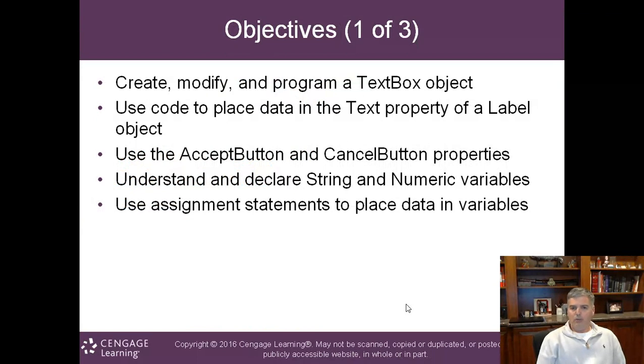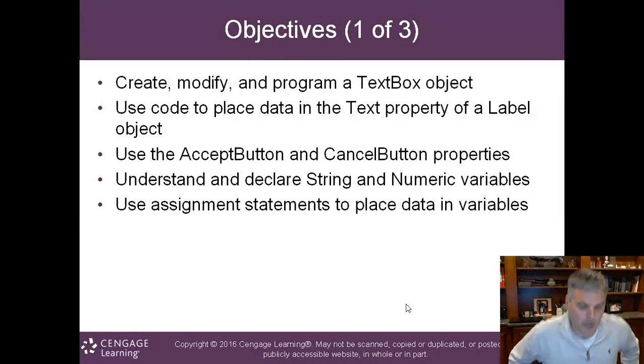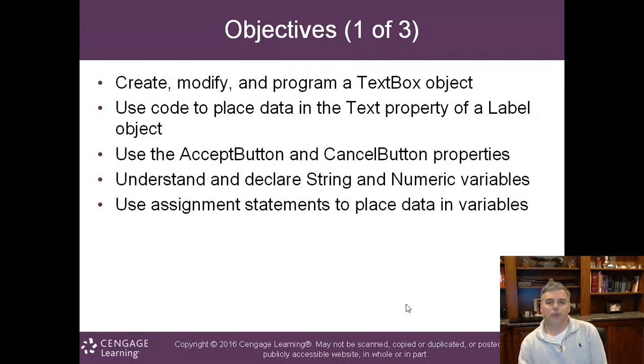Okay, so there's going to be quite a few objectives in this chapter. There's kind of a lot to it, so we'll just go through the objectives. Every new chapter in this book, we're going to introduce a new object, and in this chapter, it's a text box object. So obviously, a text box object allows you to input data to the application, string data, numeric data, whatever it may be. We're going to use code to place data in the text property of a label object. We've been dealing with label objects already, but just pretty much hard coding the values in there. Now we're going to use code to change those values.